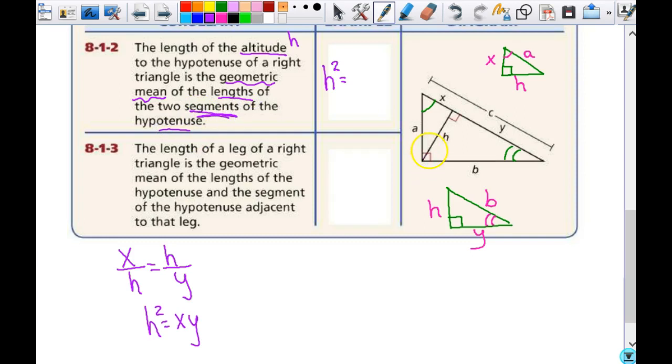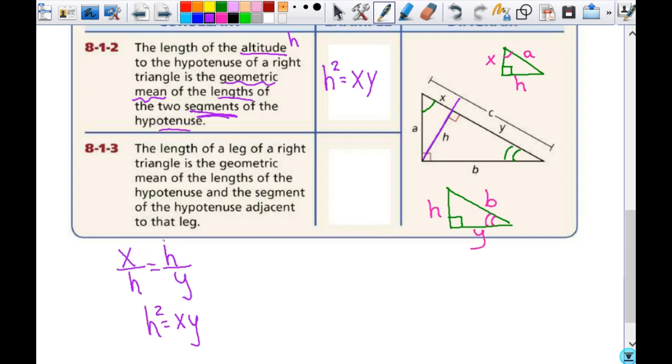You have this altitude that comes through here, and see how it divides the hypotenuse into two pieces? So this is the geometric mean of these two numbers. So h squared has to equal x times y. That's what we got here just by using similar triangles. Like, we didn't use geometric mean to set this up. We just used similar triangles. It just worked out that way. Does that make sense to you? We all good so far?